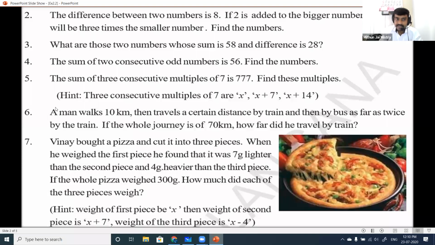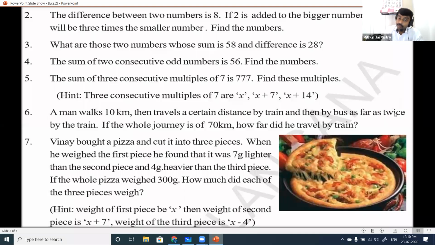It means it's clearly given that he's walking for 10 kilometer distance, right? Then it is given that he is traveling by train, but how much distance he is traveling by train, there's no clarity. So we will assume the distance traveled by him on train as x, right? Now whatever distance he traveled on train, double of that, twice of that he traveled by bus. So that's the meaning. Then by bus, how much by bus?